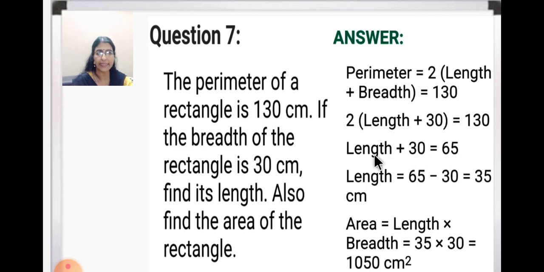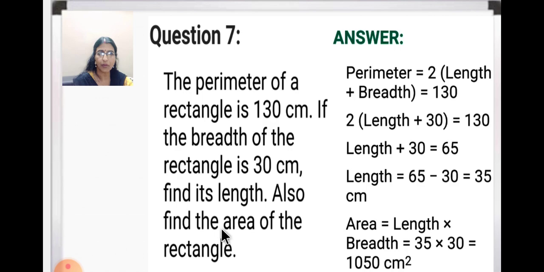So the next step will be length plus 30. If you want, you can add one step, you can show the division. Length plus 30 is equal to 130 divided by 2. So on division you will get 65. The next step is length plus 30 is equal to 65. Therefore length is equal to, now here you can see it is positive. When you take it to this side, it will become negative. So therefore length is equal to 65 minus 30, which is equal to 35 centimeter. You check your homework whether you have got length 35 centimeter or not.